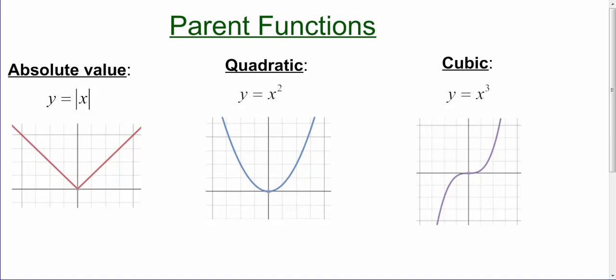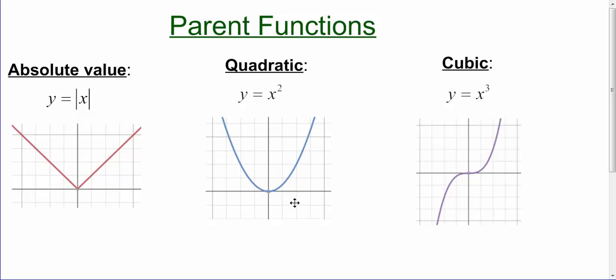Alright, I want to introduce you to some parent functions, the absolute value function, the quadratic, and the cubic. The absolute value is y equals the absolute value of x. You can see it's got a distinct V shape. As soon as your term that's inside the absolute value bars becomes 0, it causes the graph to turn around. So that graph has that V shape.